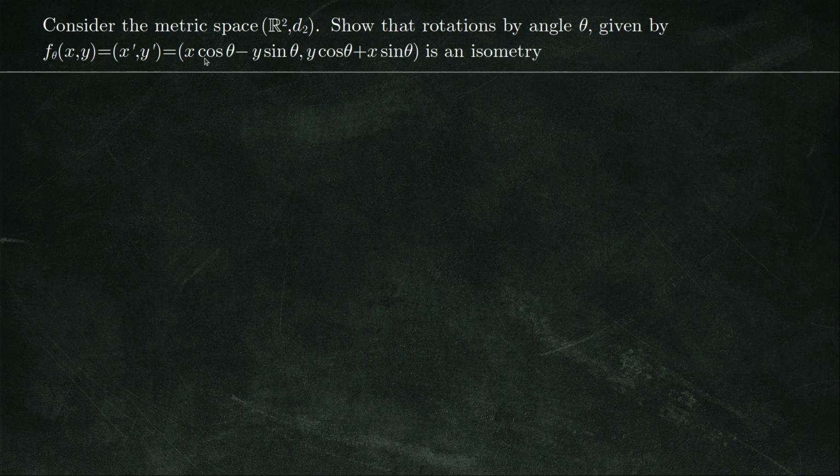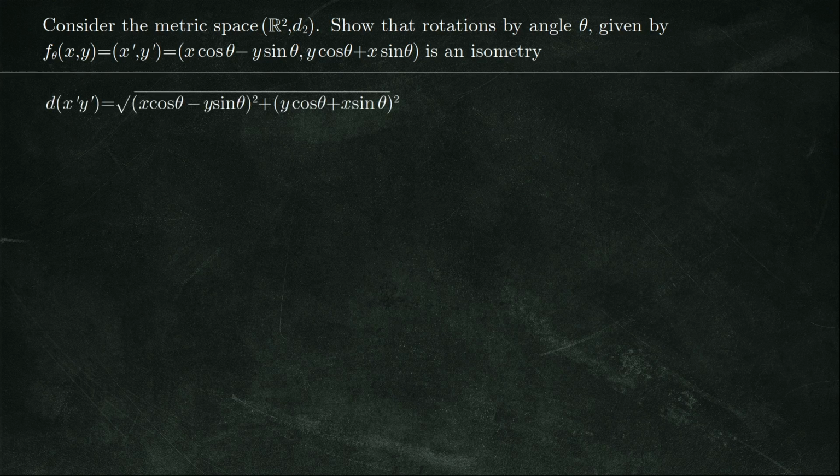So for our first example, we have the metric space R squared with the Euclidean metric, and we want to show that rotations by the angle theta, which is given by the function there, is an isometry. And this is what you'd expect from an isometry. You know that in normal space, if you rotate things, the distances don't change. So how could we show that?